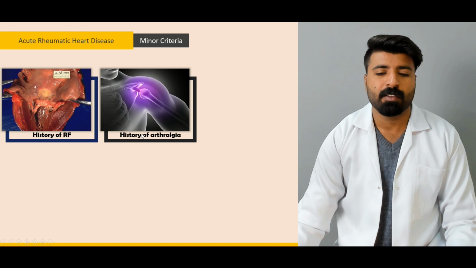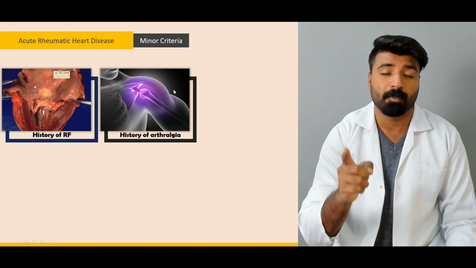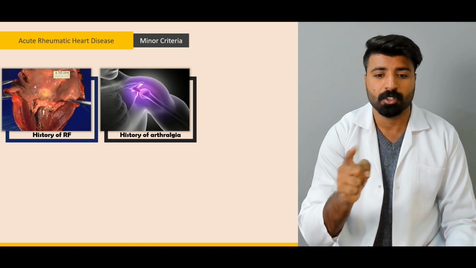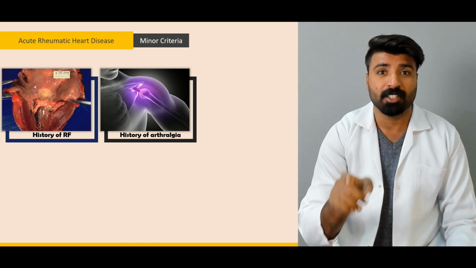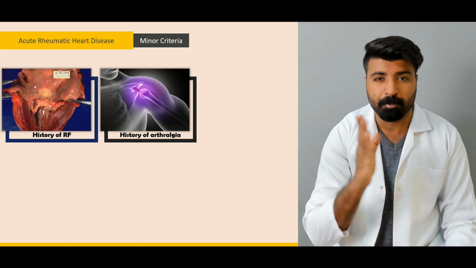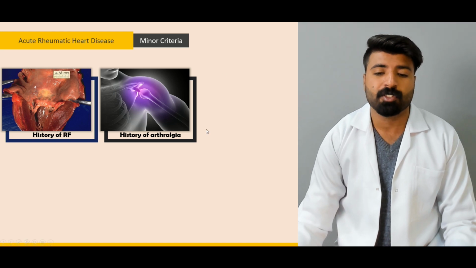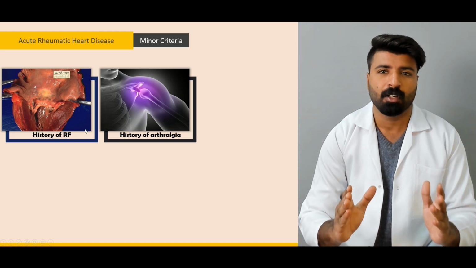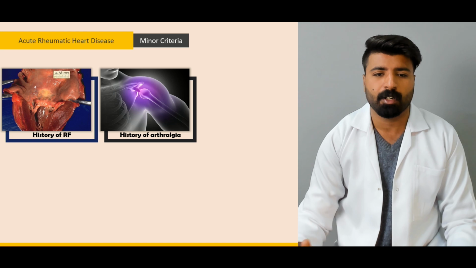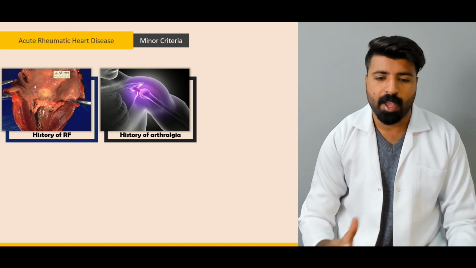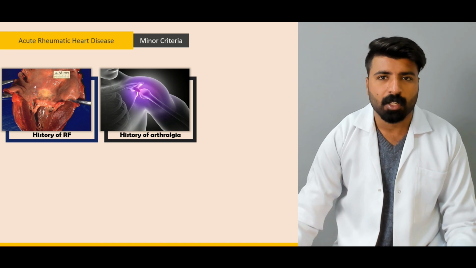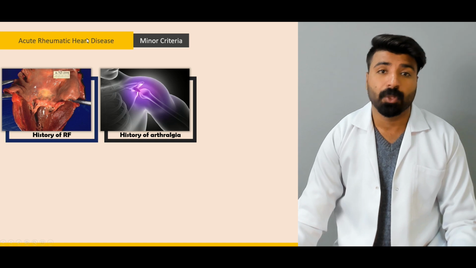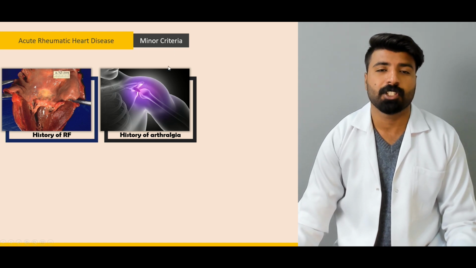Next, there should be a history of arthralgias. Now that's what I was talking about. Don't confuse between polyarthritis and arthralgias. This is the most confusing one between major and minor criteria. Why is there going to be a history of arthralgia? If there was a history of rheumatic fever, it comes with arthralgia as a minor criterion. It's going to have joint pain. If there was any history of rheumatic fever, after it or during it, the patient developed this arthralgia pattern.